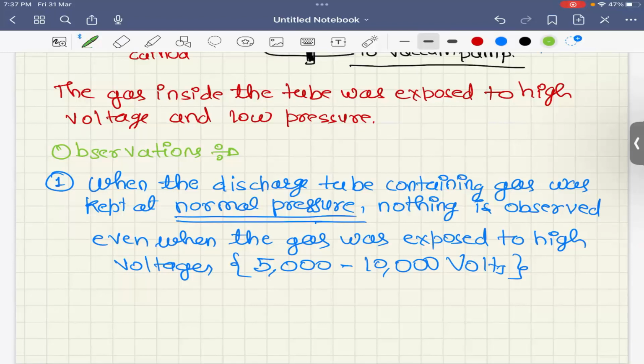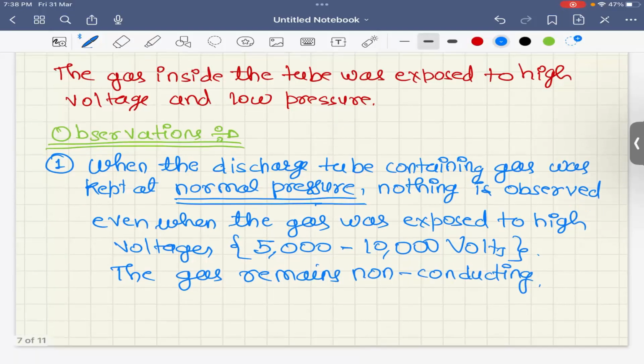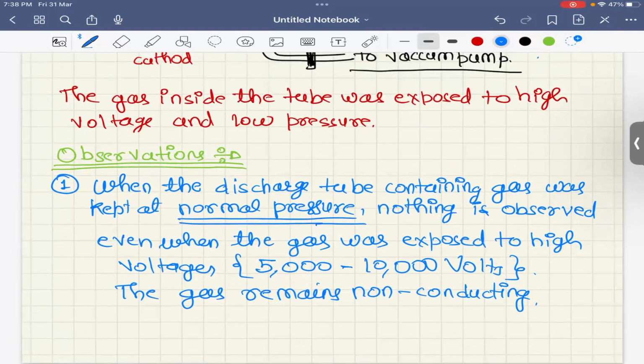So irrespective of the voltage exposure, at normal temperature, the gas remains unionized. That is, the gas remains non-conducting, right? So this was the first observation which was obtained. Okay. Second observation.